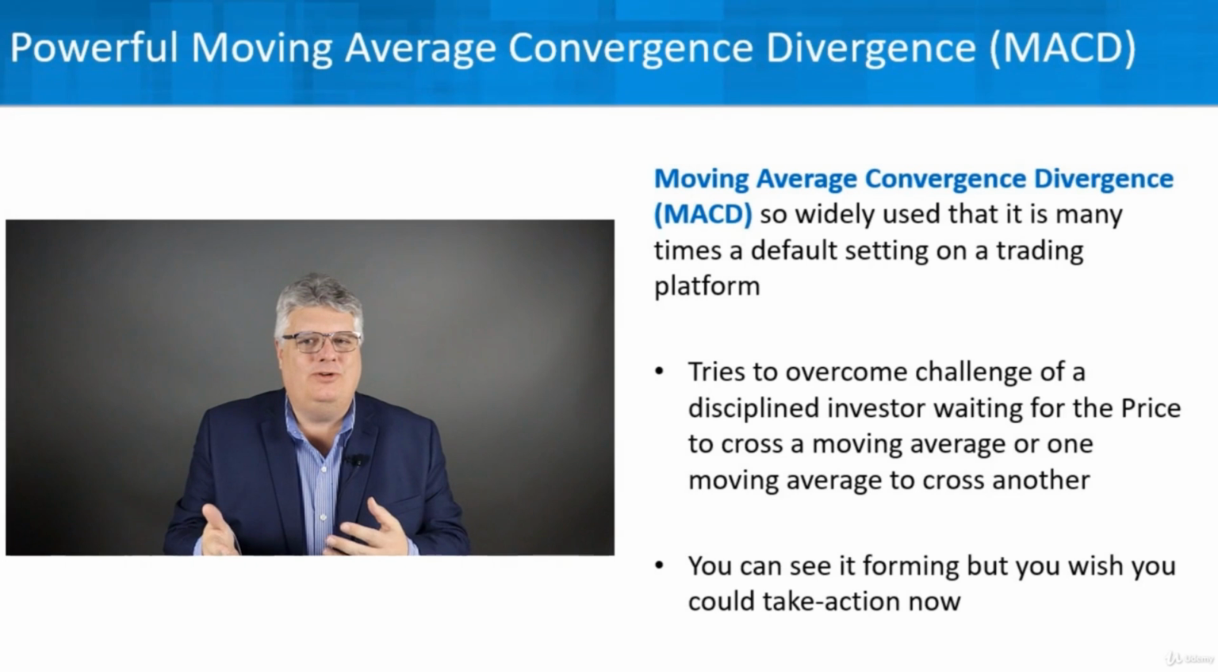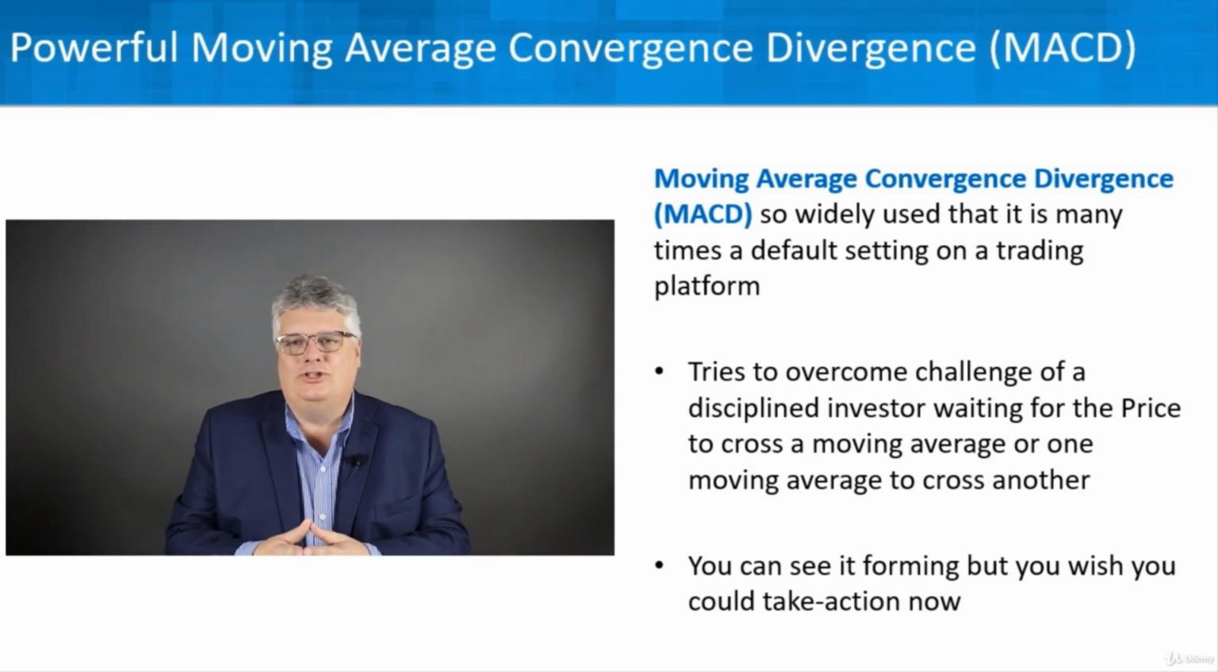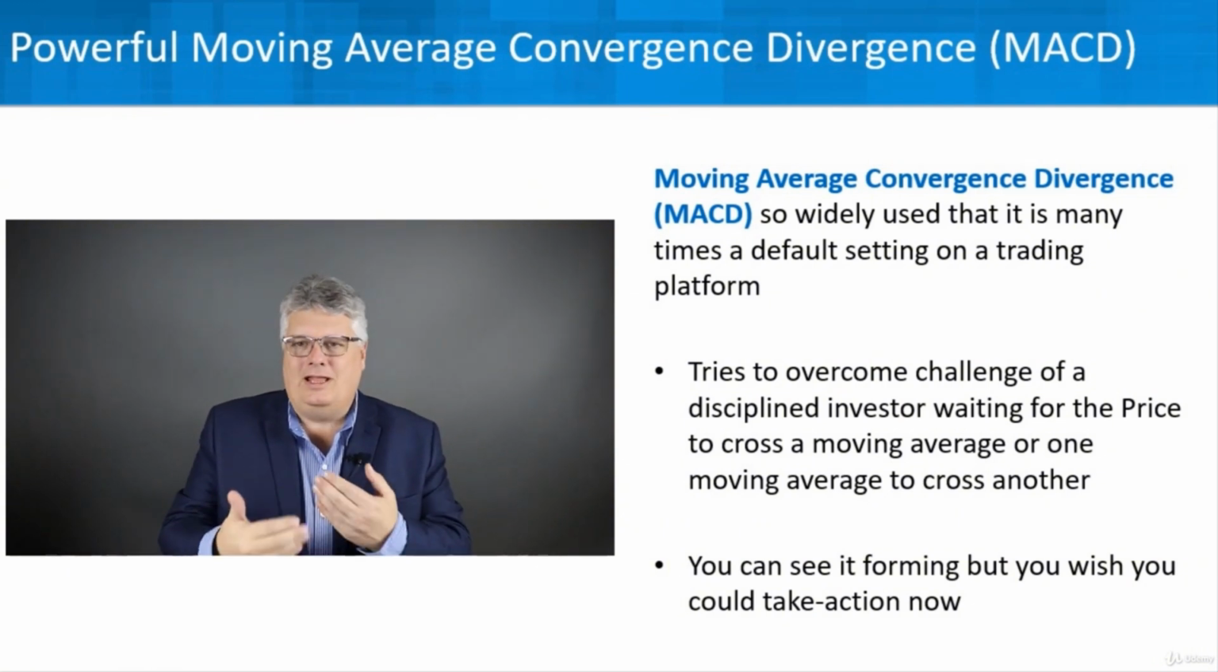Another powerful tool you can use in this whole moving average section is called the moving average convergence divergence, or MACD. Moving average convergence divergence is really widely used. A lot of people use this. In fact, a lot of times it's a default setting on a trading platform. It'll automatically show you that, and we'll have a graphic here in a second so you can see what it looks like too. That's how popular it is.